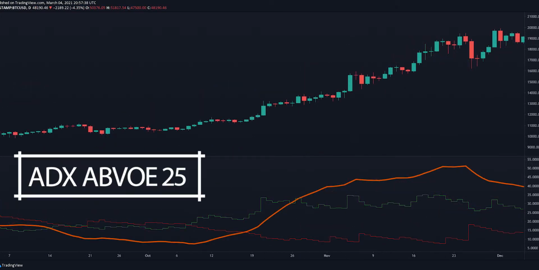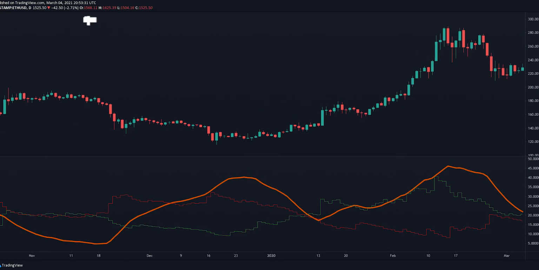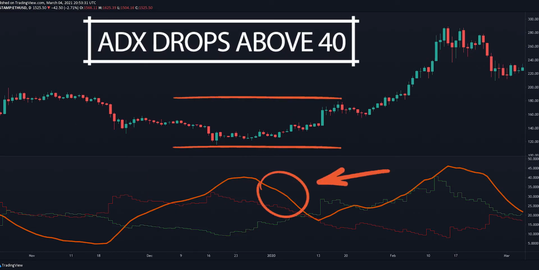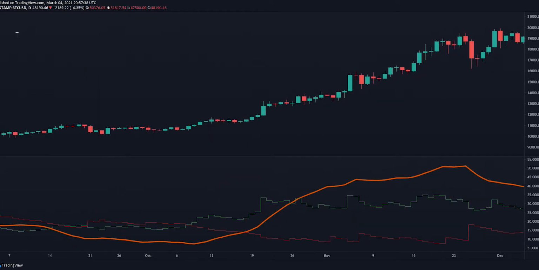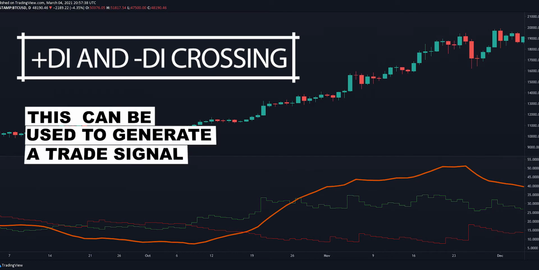When ADX is above 25 or 30, the market that you are looking for is in trend. When you have ADX that drops from levels around 40, then you can assume that your trend is over and you have to close your open trades or open new trades in opposite direction. When minus DI and plus DI lines are crossing, this can be used to generate a trading signal. Let me give you an example here.